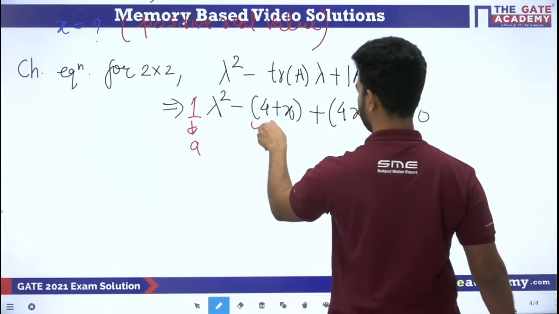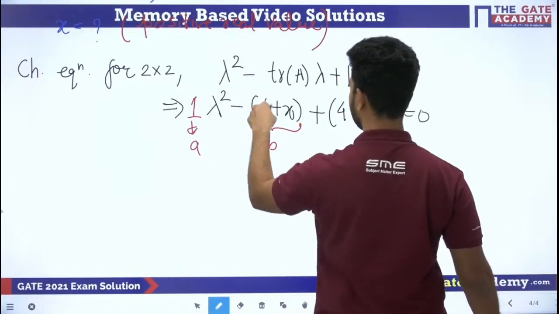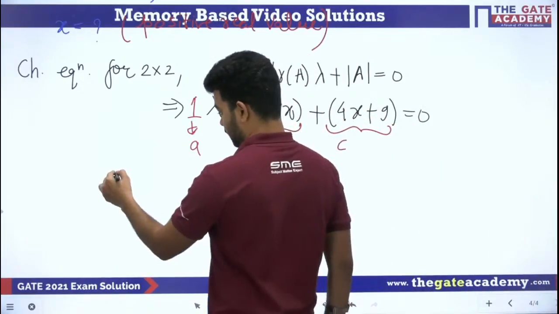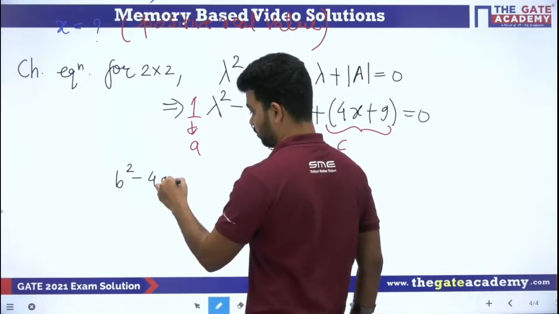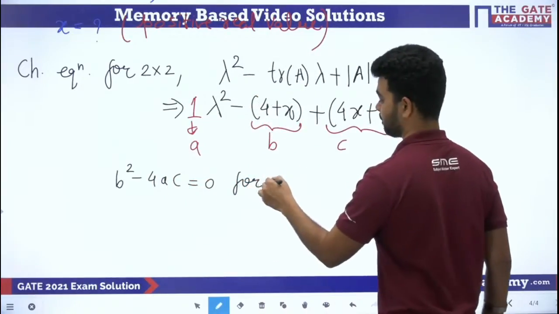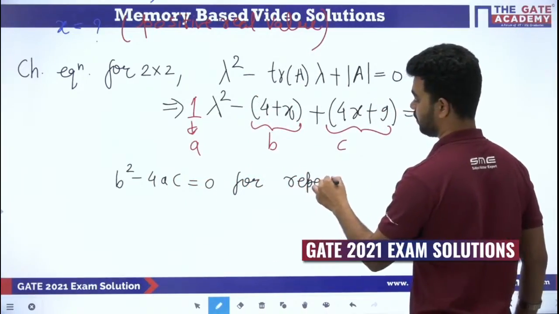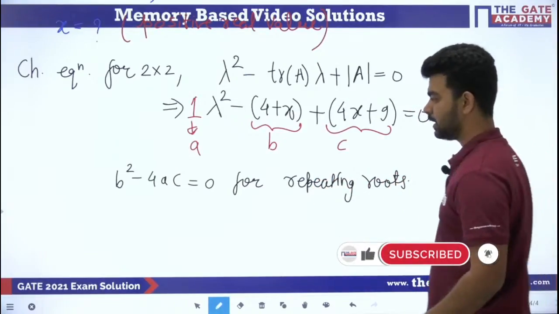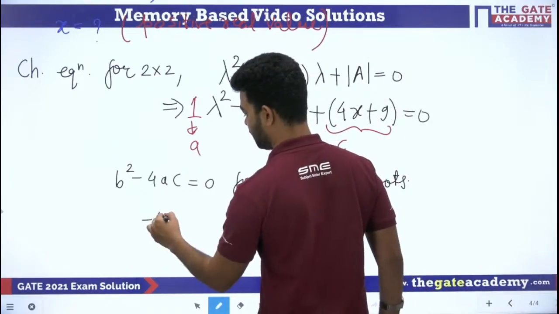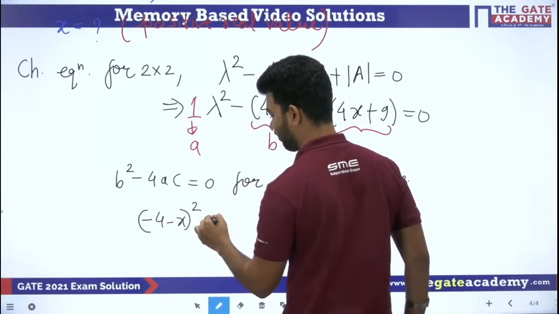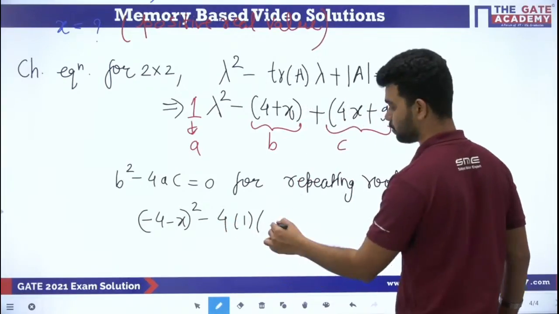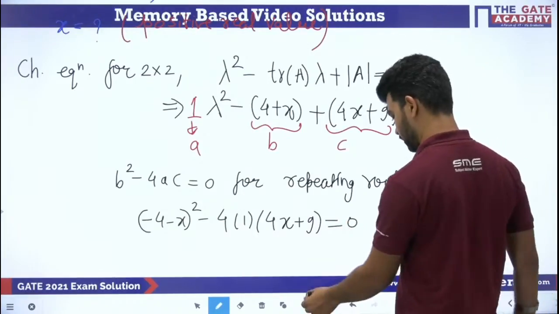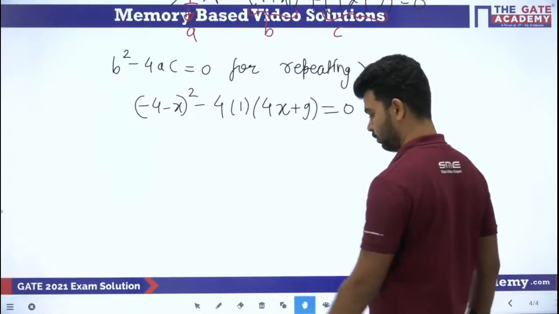This is A. This is B, this whole thing including minus. And this is C. So we know that the discriminant will be 0 for repeating roots. It means B square is minus 4 minus x whole square, minus 4 into A is 1 into C, which is 4x plus 9, equal to 0. This is what we are getting. If you solve this one, you will get the answer.